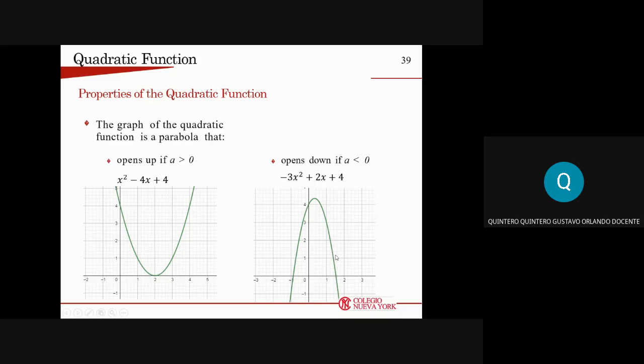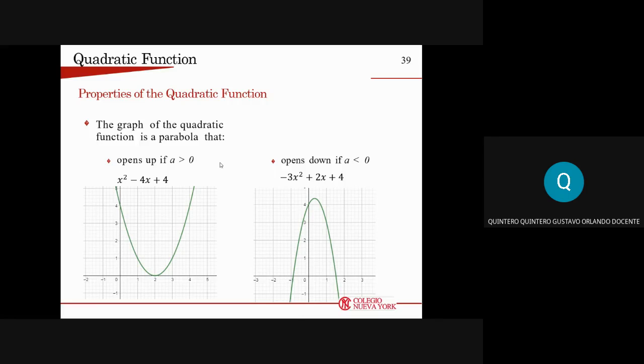In this case, we have an N, a mountain, right? So A is negative 3 in this case. The coefficient of x squared is negative 3, which is a negative number. So it opens down. All right? This will be our first property. And it is an extremely powerful property.